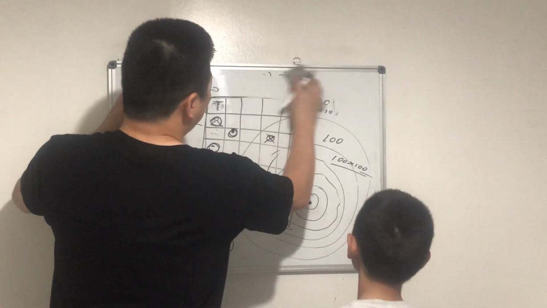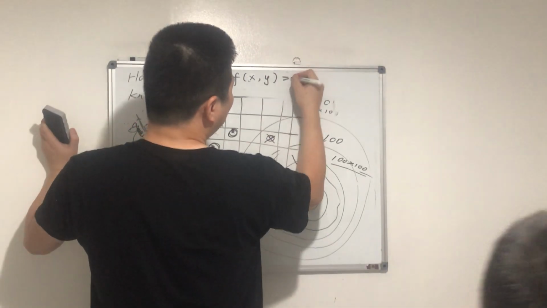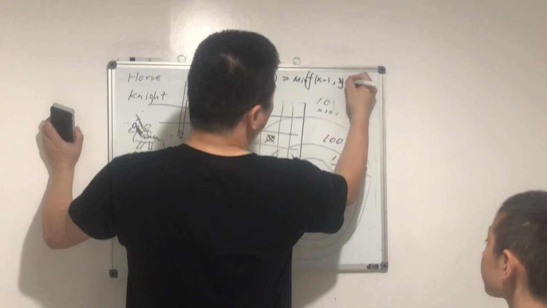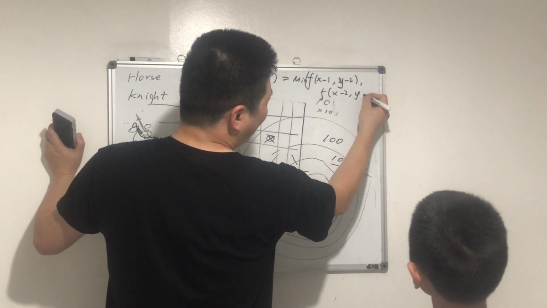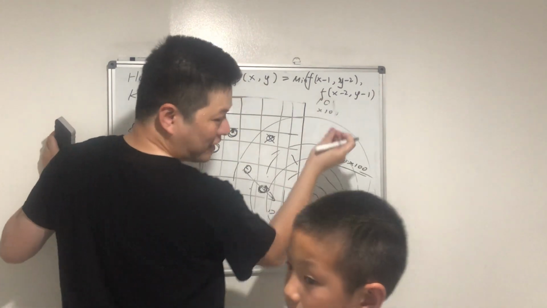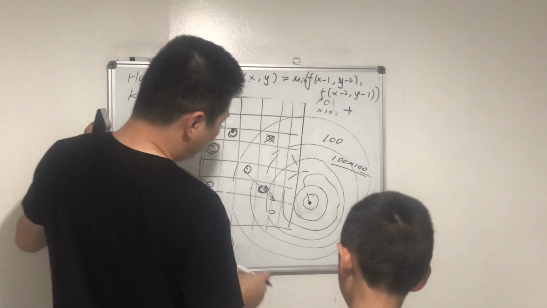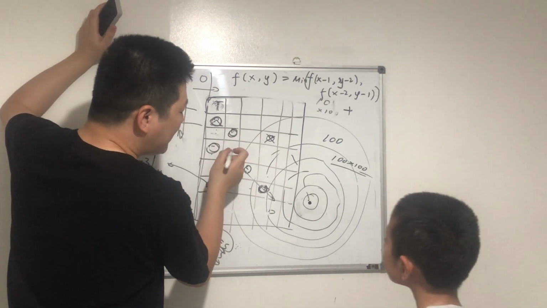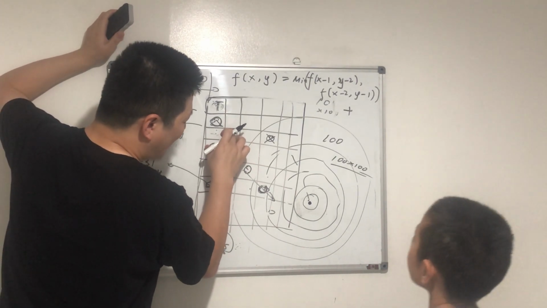Look, now what we can do is, let's say f function, f(x, y). It equals the min of what? f(x minus 1, y minus 2), or f(x minus 2, y minus 1). And what we need to do is plus what? Plus 1, because from here, if these two positions are known, we already know the distance between this and this. We pick the smallest one, and then it's one more step to jump from these two positions to here.